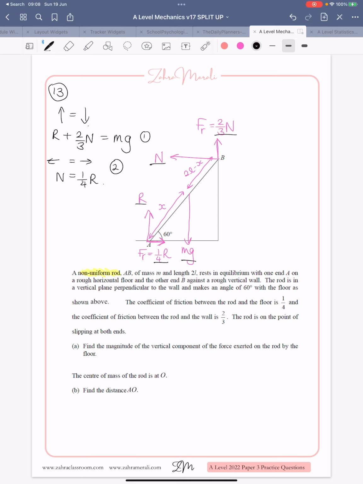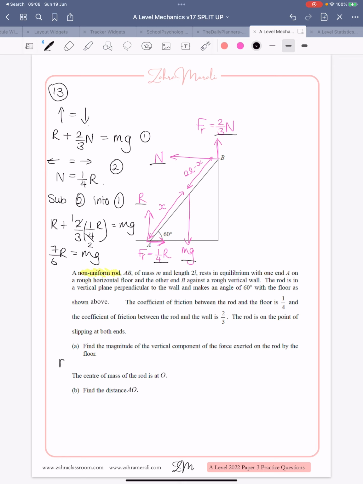And what I'm going to do is sub 2 into 1. So I'm going to get R plus 2/3 multiplied by 1/4 R equals mg. Okay, so altogether I've got, cancel that down, 1/6 plus 1, so I've got 7/6 R equals mg. And then I can simply rearrange that to give me R equals 6/7 mg.